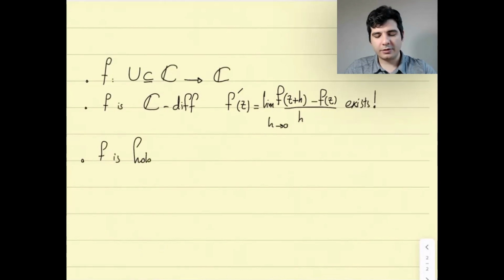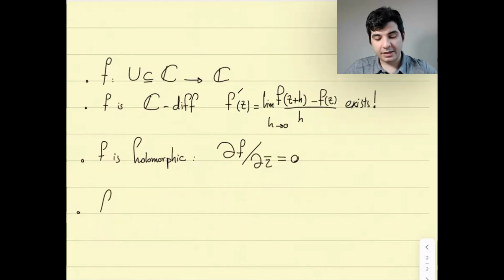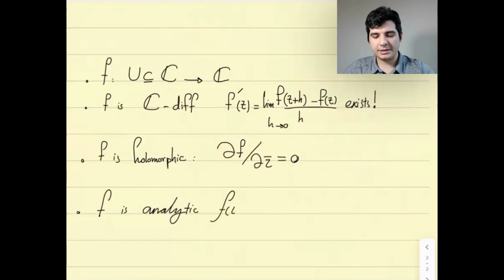We said f is holomorphic if, in a compact way, the derivative of f with respect to z bar vanishes, right? And we said f is analytic if at any point z naught in its domain, there is a small neighborhood around that, so that for any point z there, f can be expressed as an infinite sum, a_n (z minus z naught) to the n, where the sum goes from n equals 0 to infinity, right?